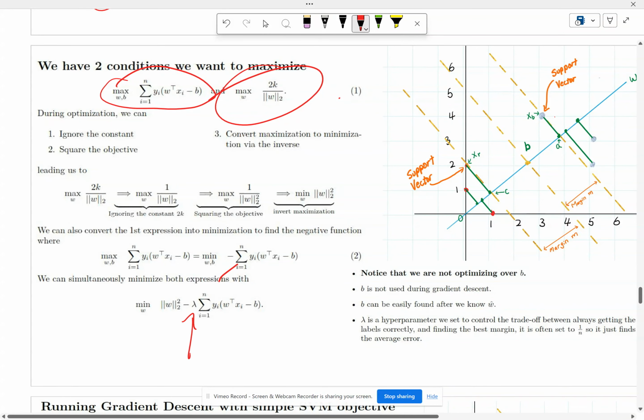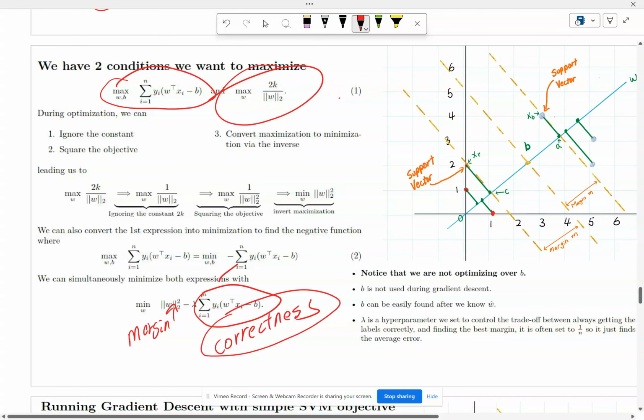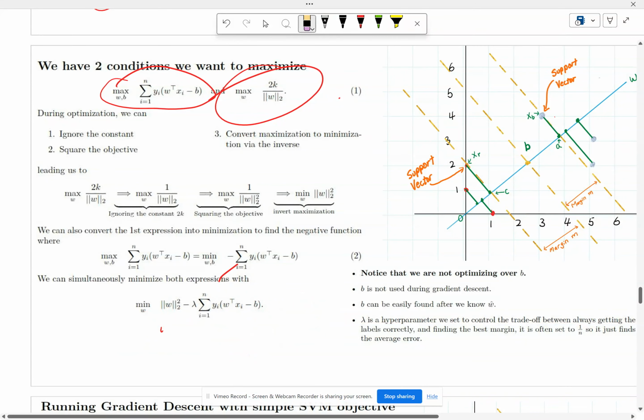Lambda here is a hyperparameter, which you will set. You can just set it to 1, but the larger the value, the more important you want to make sure the label. So this is the correctness, and this is the margin. So do you want the correctness to be more important or the margin? Depending on how you pick lambda, you can control the trade-off between correctness and margin. Okay?